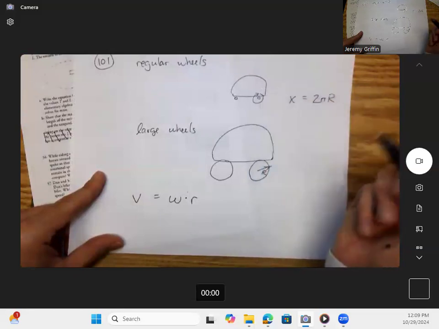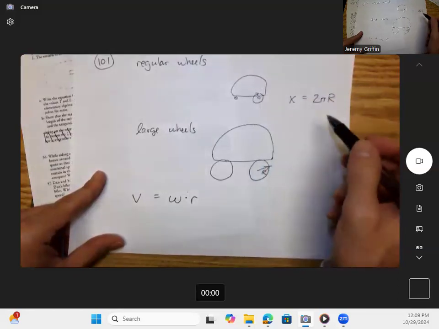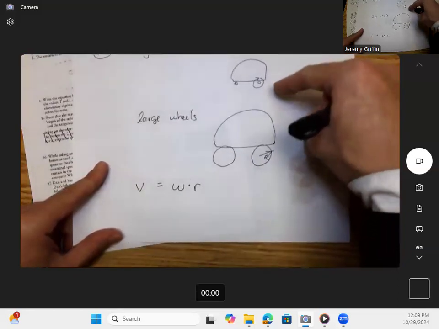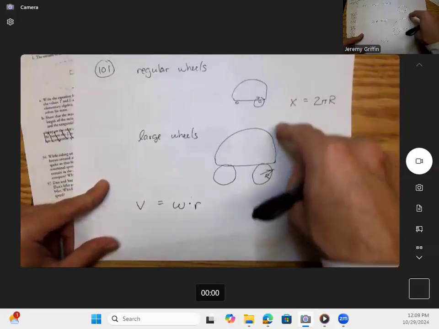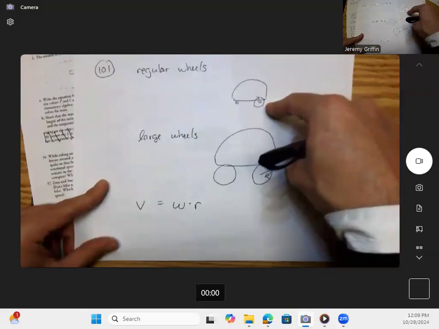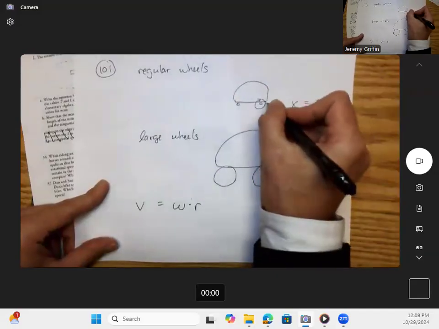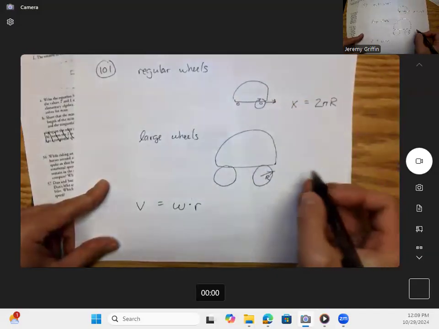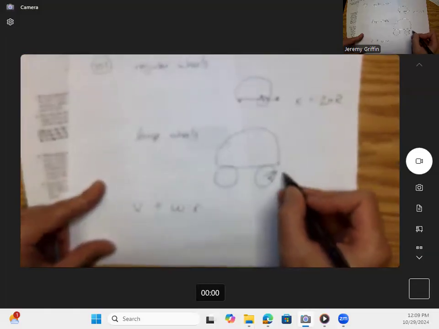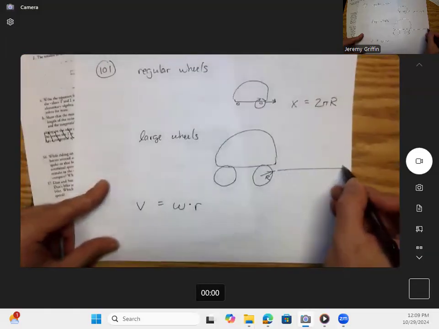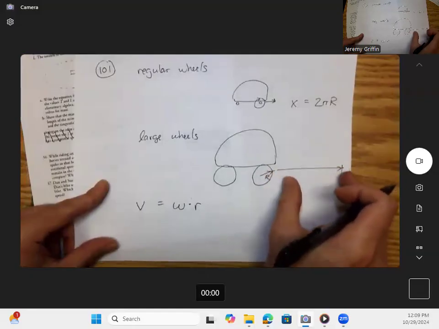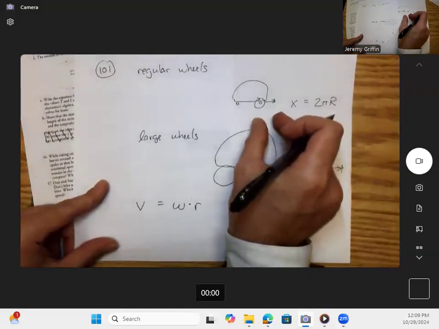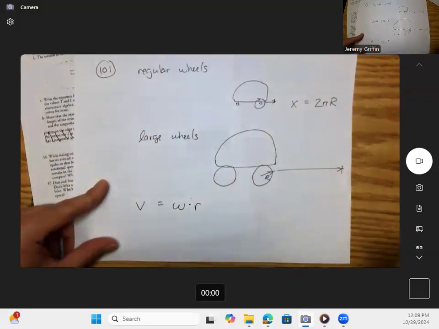Because every bit of that wheel, right? So if we're going from little wheels to big wheels, and let's say this wheel makes one rotation, the car moves this far forward. This wheel makes one complete rotation, the car moves probably about that far. You guys see this car went further than this car? With the same rotation.